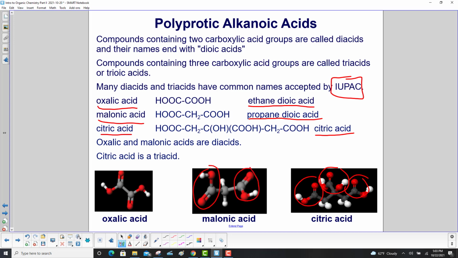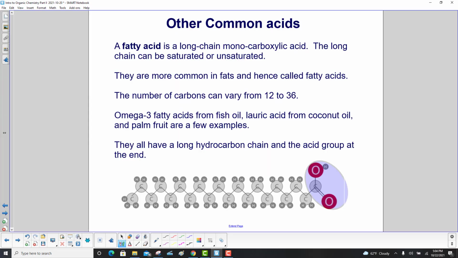And oxalic acid, where's our 2 groups here? 1, 2. A fatty acid is a long-chain monocarboxylic acid. The long chain can be saturated or unsaturated. They are more common in fats, and hence they're called fatty acids. The number of carbons can vary from 12 to 36. Omega-3 fatty acids from fish oil, lauric acid from coconut oil, and palm fruit are a few examples. They all have a long hydrocarbon chain here and the acid group at the end.